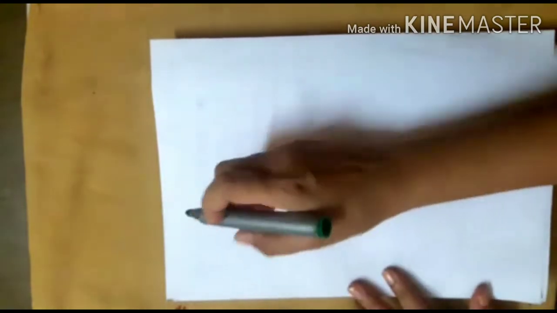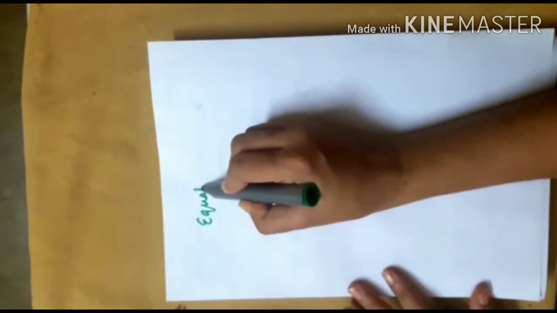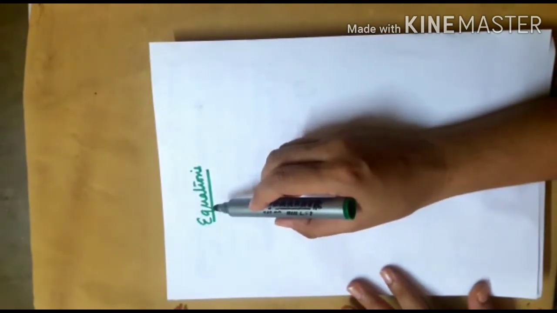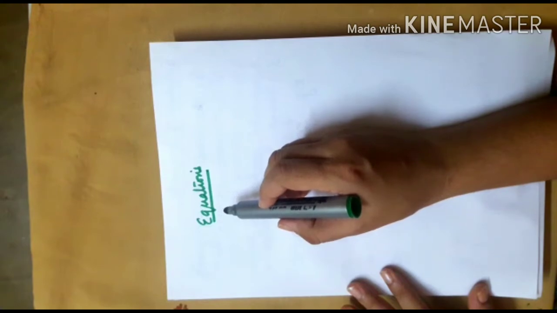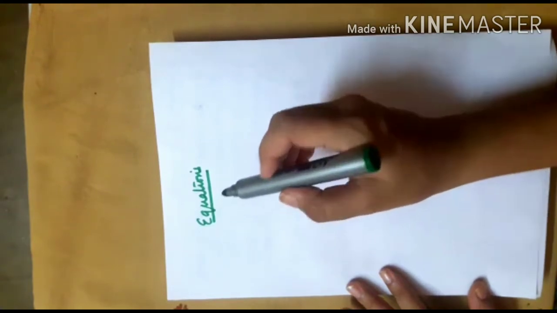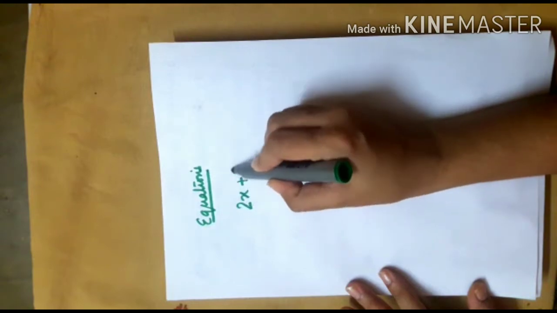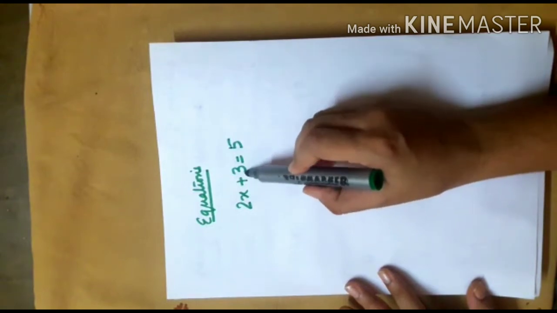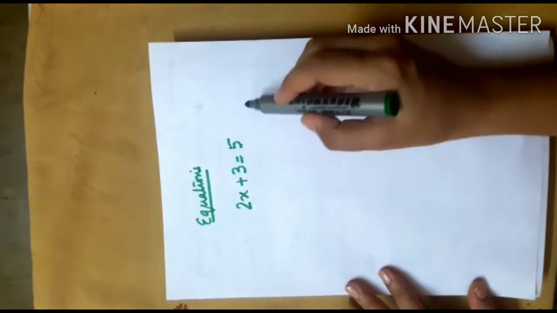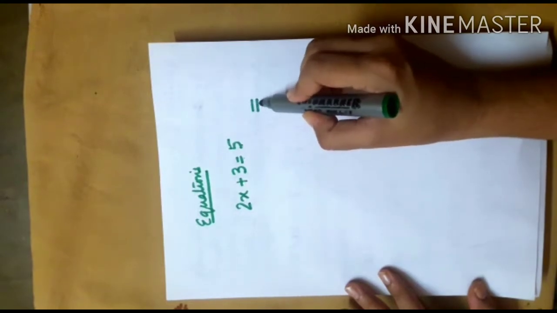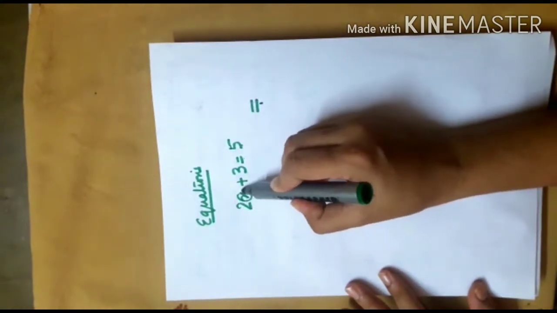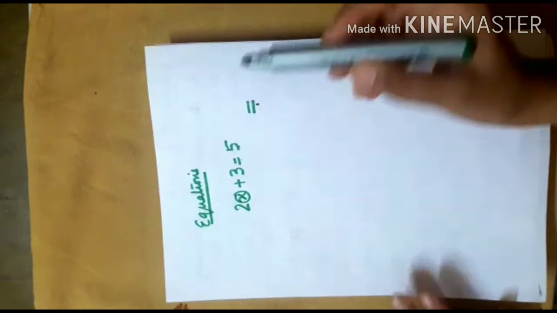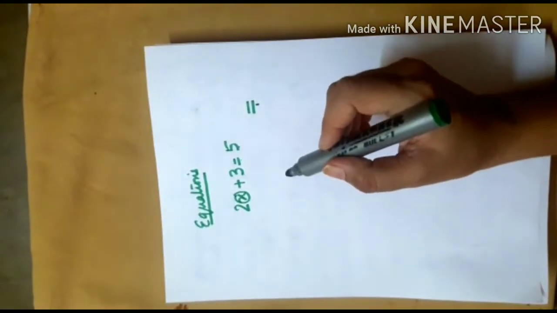In lower classes, you learned about equations. We learned that an equation is a statement of equality containing an unknown quantity in it. For example, 2x plus 3 equals 5. Here we are making a statement that 2x plus 3 is equal to 5. So it is a statement of equality because it contains the equal to sign, and it contains an unknown quantity x in it, which we call the variable. So we say that 2x plus 3 equals 5 is an example of an equation.